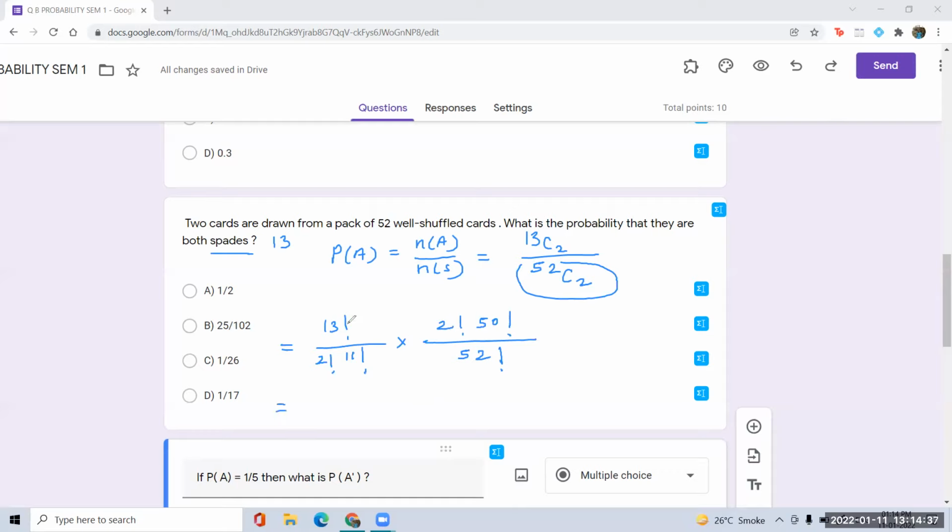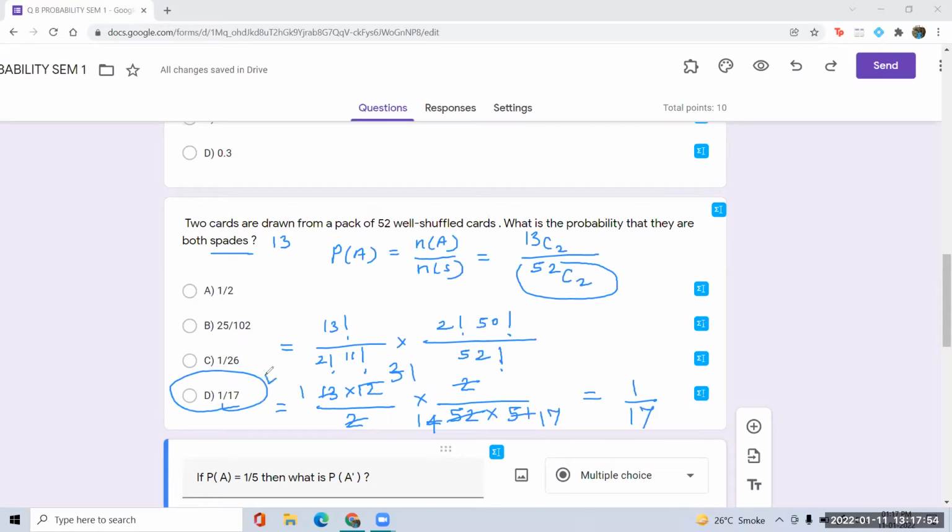Now here, out of this 13 factorial and 11 factorial, 11 factorial will get cancelled. So I get 13 into 12 upon 2 factorial, which is 2. Here again 52 factorial, that is 52 into 51, will remain in the denominator. And in the numerator, that 50 factorial will get cancelled and I am left with only 2. And the final answer is 1 upon 17. So this is the correct answer. 1 upon 17 is the correct answer.